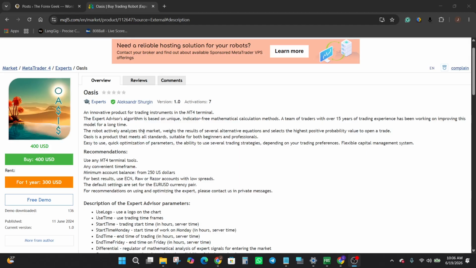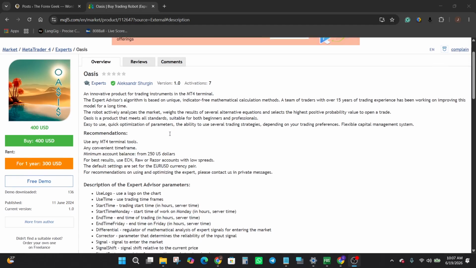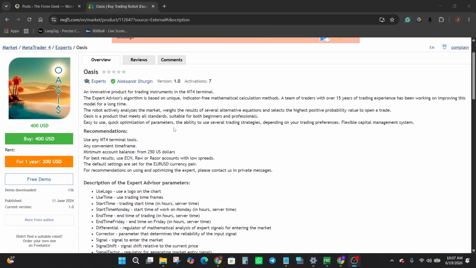So starting with the marketplace page, Oasis EA is currently priced at 400 US dollars with a 1 year rental option available for 300 US dollars. The developer is Alexander Shogin, and the version listed here is version 1.0. According to the description, Oasis is an automated trading system developed for the MT4 platform.